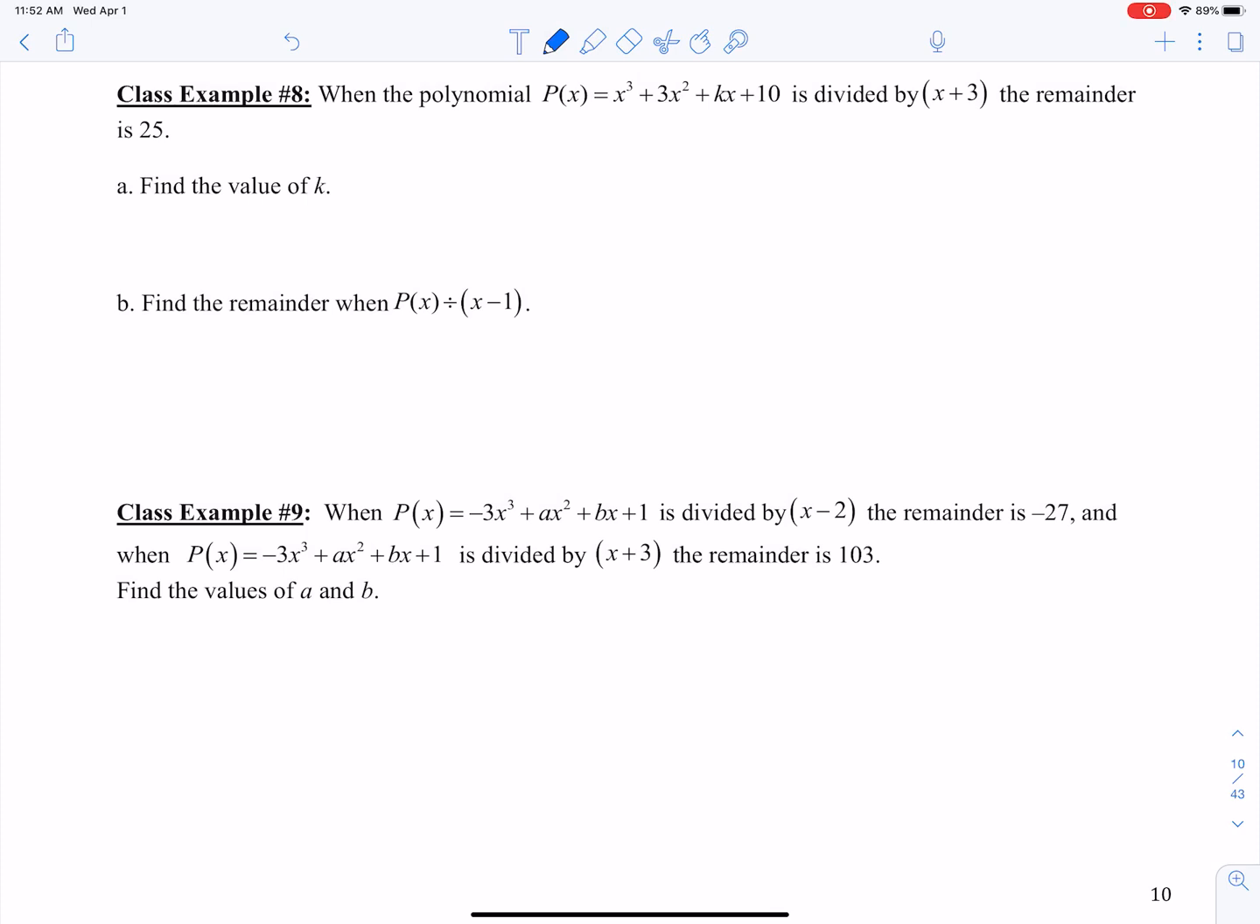All right, we're back. I hope the first two examples went all right. This one turns out a little bit different. It says when this polynomial is divided by x plus 3, the remainder is 25.